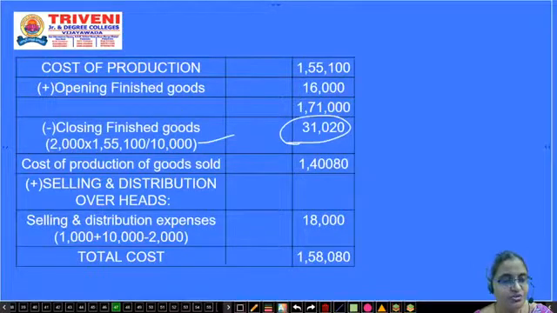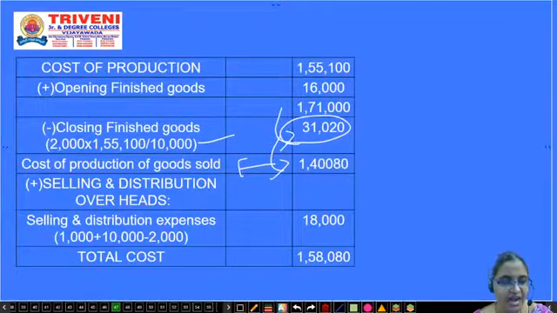Closing finished goods 2,000 into cost of production 1,55,100 divided by number of units produced. Now you got 31,020. You subtract this amount. That means 1,71,000 minus 31,020. Now you got 1,40,080. It was named as cost of production of goods sold.